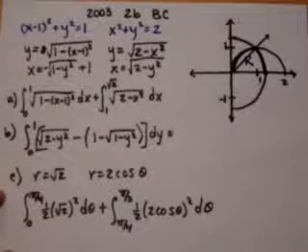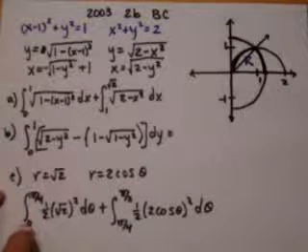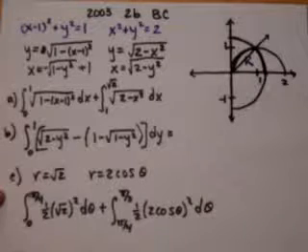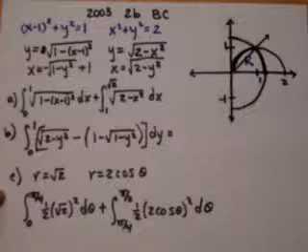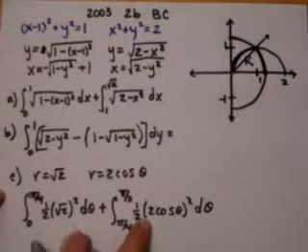C, 3 points: 1 for the limits of integration, 1 for the integrand of the smaller circle, 1 for the larger circle. Don't get those backwards.